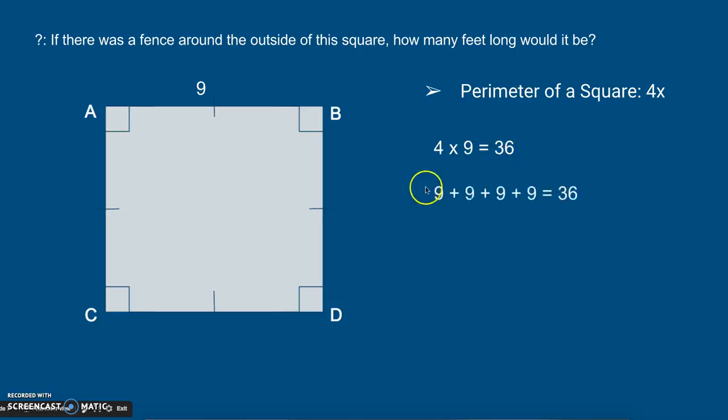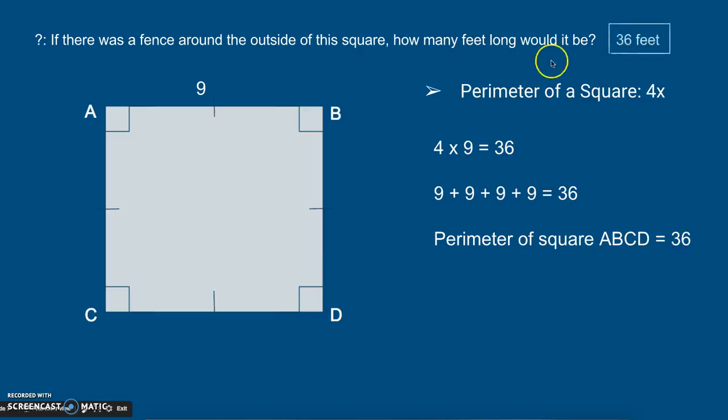I need to verify this, so I can take 9 plus 9 plus 9 plus 9, 9 added 4 times, because we're multiplying by 4, and there's 4 sides, so we're going to add them all together. And that's also equal to 36. So that means that the perimeter of a square, ABCD, is 36. So if I need to build a fence around the outside of this square, it would be 36 feet long.